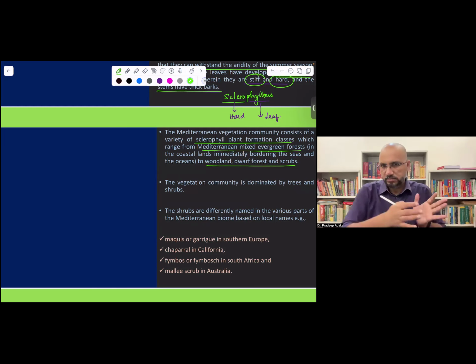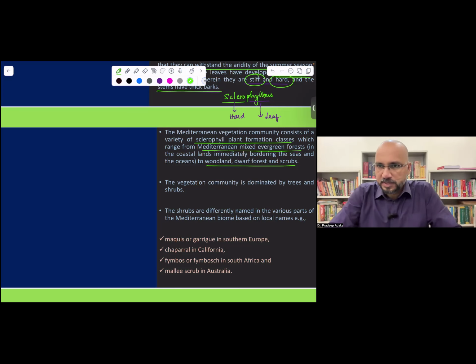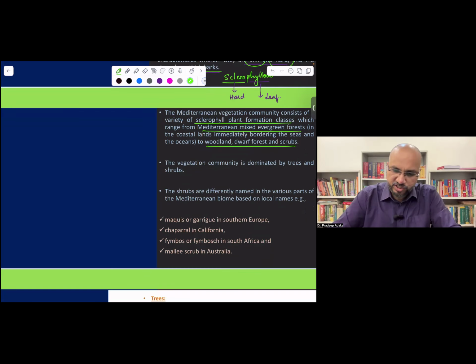So near the coastal region, near the Mediterranean Sea, you have evergreen forest, and as you go interior, you have woodland, you have dwarf forest and also scrubs. Different kind of vegetation is seen as you move from coastal region to interior. So vegetation community is dominated by trees and shrubs.